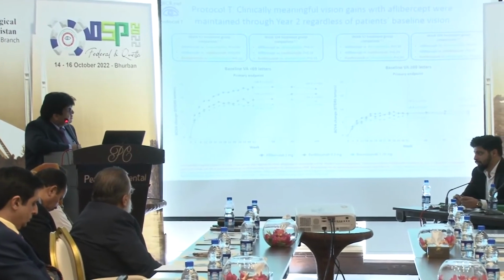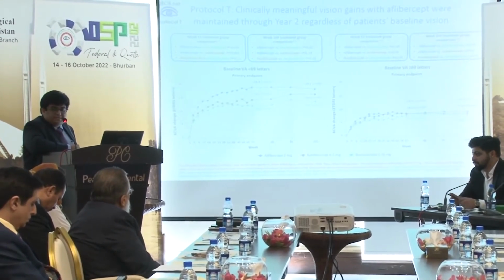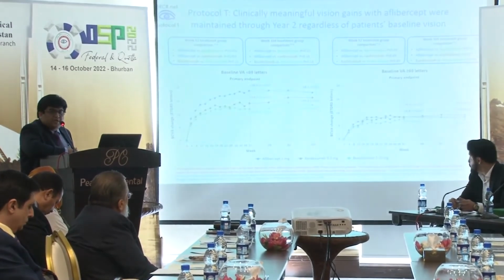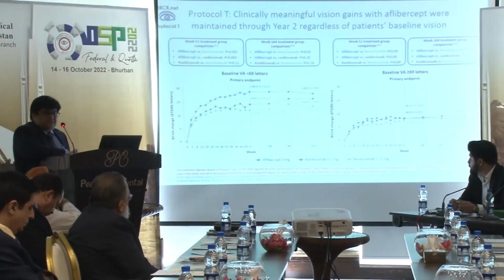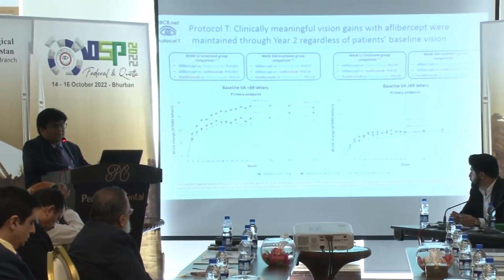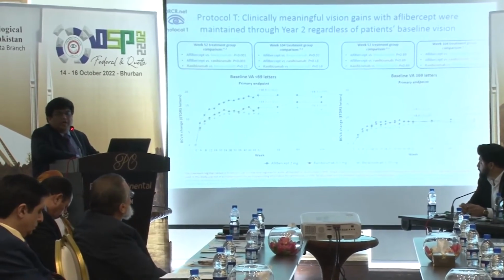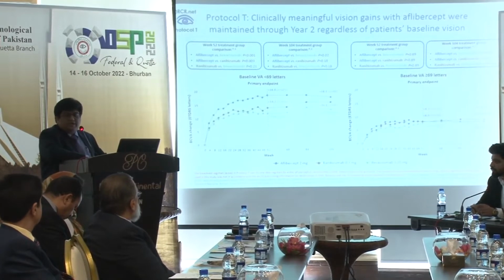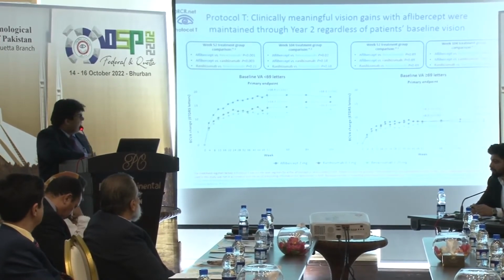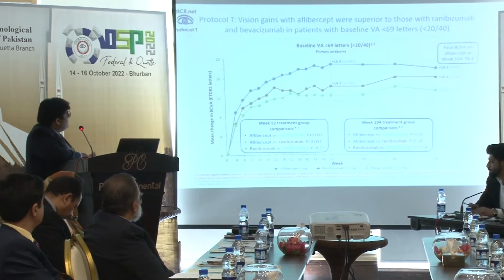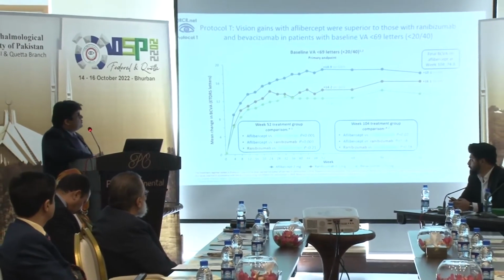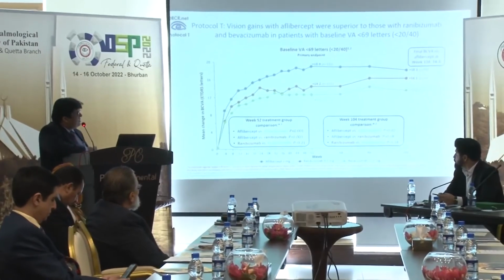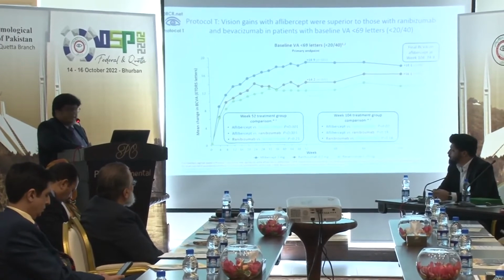For those whose vision was better than 69 letters, there wasn't any statistical significance between these 2 groups, Afibercept and ranibizumab. So this injection is also good for those whose vision at presentation is not good, or who have had a history of so many injections in the past, like ranibizumab or any other injection, but their vision is not improving, right? Vision gains with Afibercept were superior to those I just mentioned with ranibizumab and bevacizumab in patients with baseline visual acuity less than 69 letters, that is, less than 20/40.